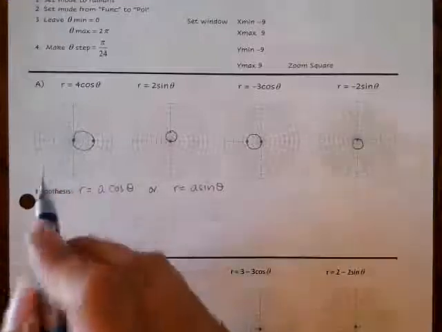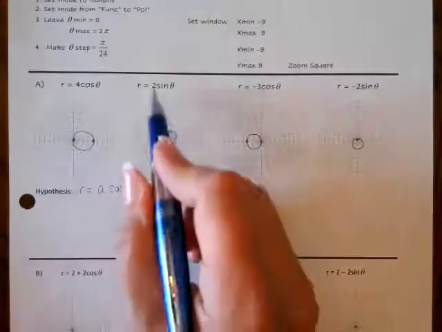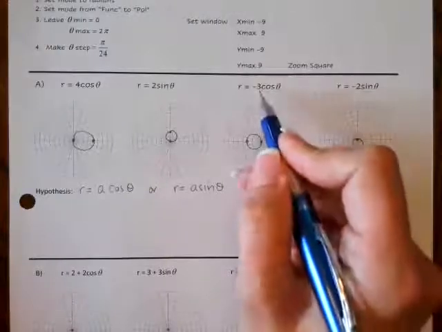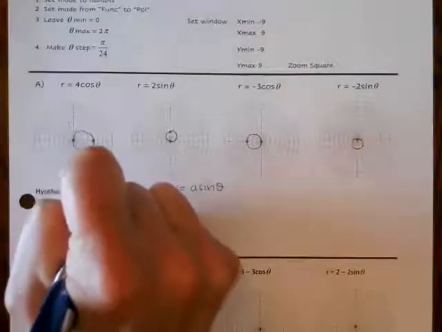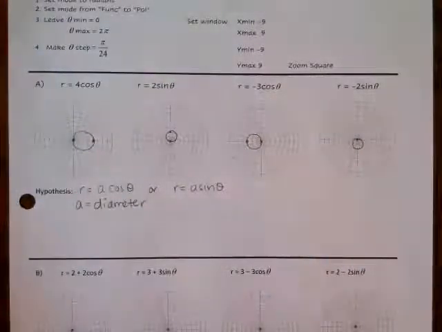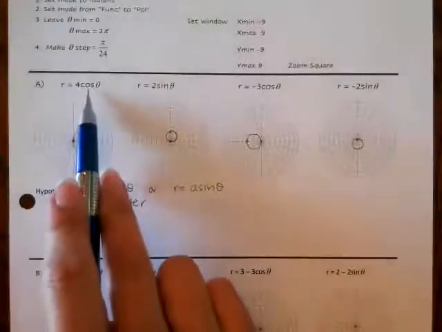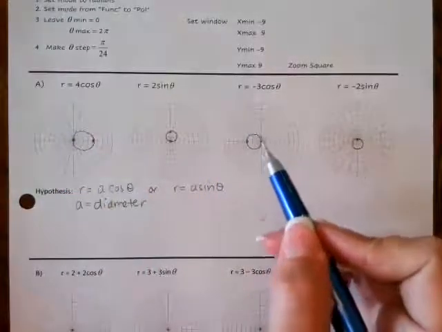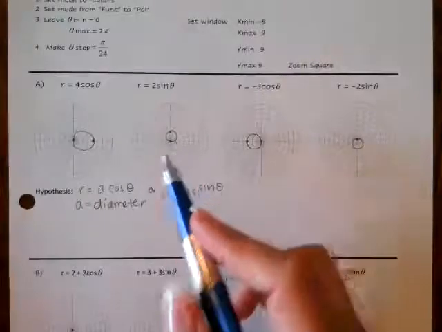The next thing I should point out is that this number 4 here, that's 1, 2, 3, 4. For this one, it was 1, 2. For this one, it is 1, 2, 3. So that value up in the front is giving us the diameter of our circle. And then the big thing that you should have recognized was that the cosine of theta has the circles on what would be the x-axis or the horizontal axis, and the sine of theta has it on the vertical.